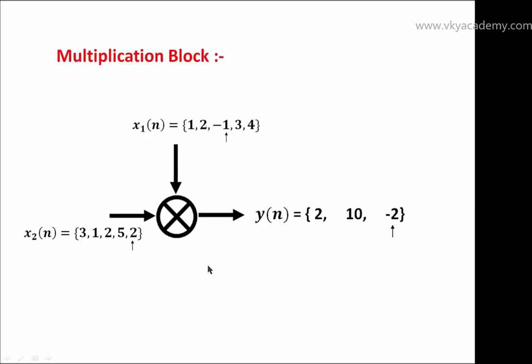Now this particular block is used for the multiplication operation. This is my first signal x1[n], this is my second signal x2[n], represented with the incoming arrows. This is my outgoing arrow, which is y[n], 2, 10 and minus 2.